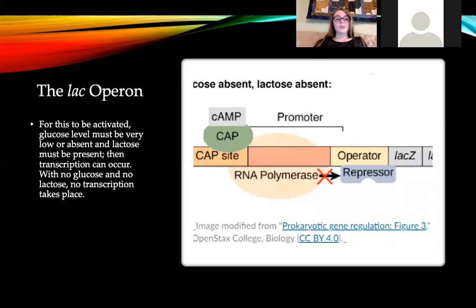With no glucose and no lactose, no transcription takes place, which this figure on the right is explaining in a more defined way, I suppose. You can see, it's cut off up here, but it says glucose absent, lactose absent, which illustrates the lac operon.